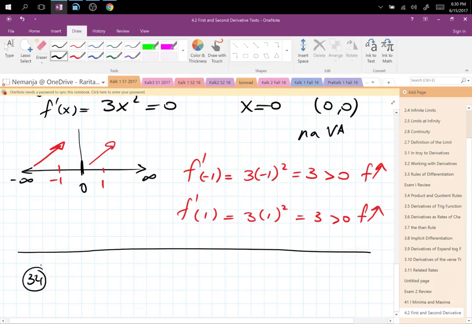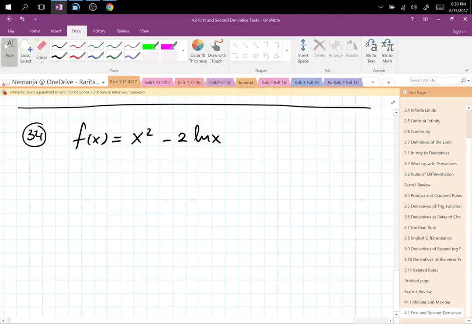So problem 34 is asking you to do the first derivative test analysis for the function x squared minus 2 ln x. So obviously I do x squared and x cubed, and you guys get ln x.